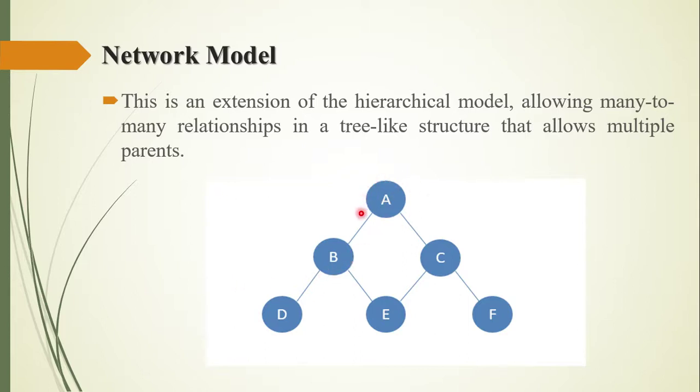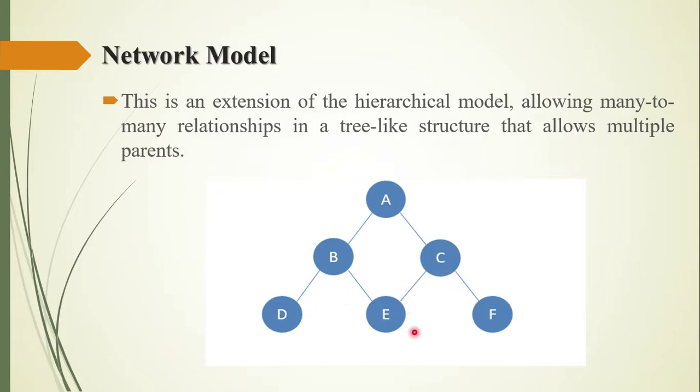See here, we have a node A. Node A is known as the root node. Node A has two children, that is node B and node C. Now node B is a parent node, and node D and node E are the child nodes of node B. Now we have node C. C is a parent node, and node E and node F are the child nodes of C.